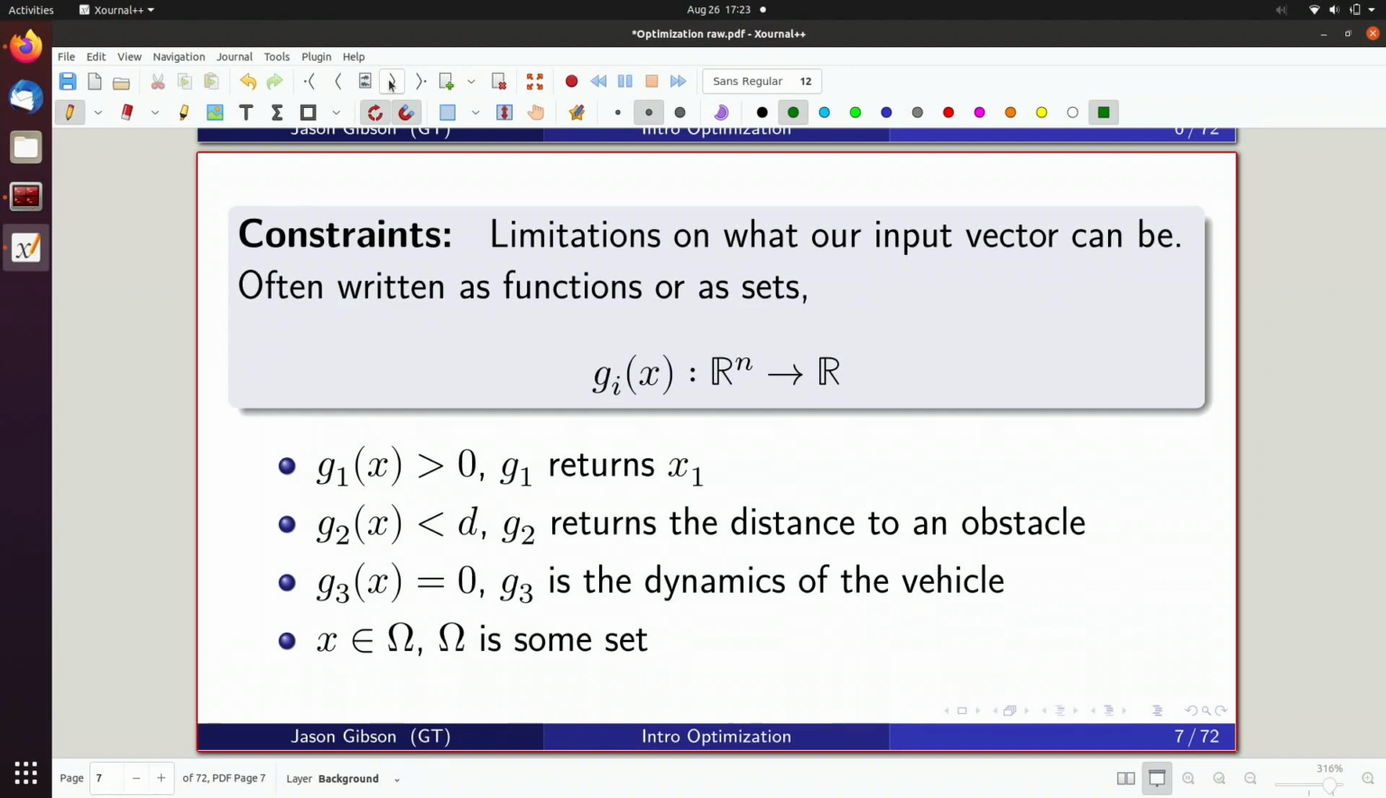The way you typically write constraints is like this. You have some function g, and you have a collection of these functions, which is why I have the subscript i here. The first constraint function I have is that the first position of my x vector must be greater than 0. I can also have things like g2 is less than d, where g2 just returns the distance to an obstacle, so I want my distance to the obstacle to be less than d. I can have g3 equal to 0, essentially saying that the dynamics of the vehicle must be satisfied, so my vehicle can only move according to my dynamics and can't do arbitrary weird things in between.